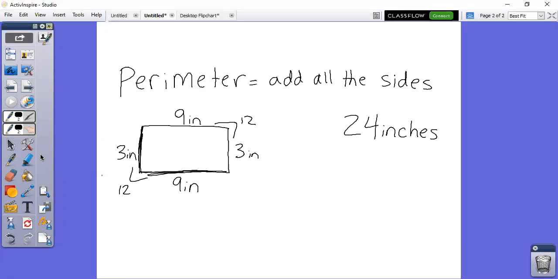We've talked about perimeter a lot before, so we're not going to do any more problems with perimeter. Just remember, add up all the sides. Remember, if it's a square, all the sides are the same, okay?